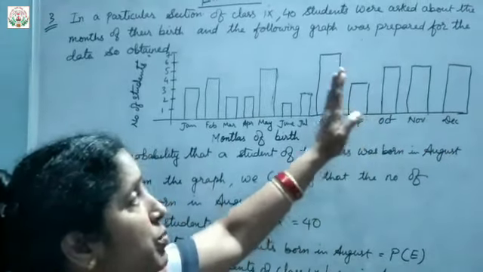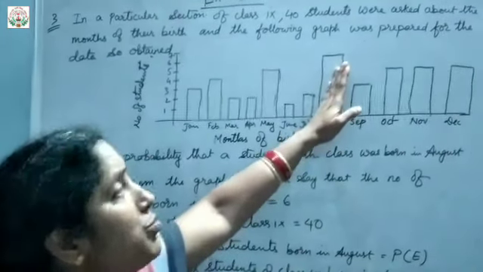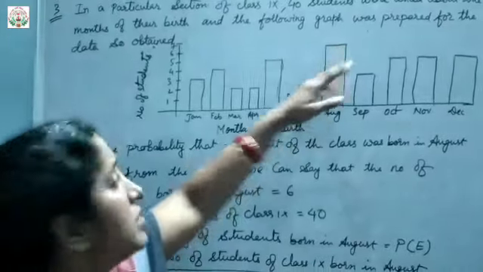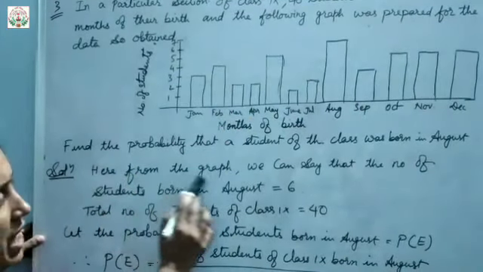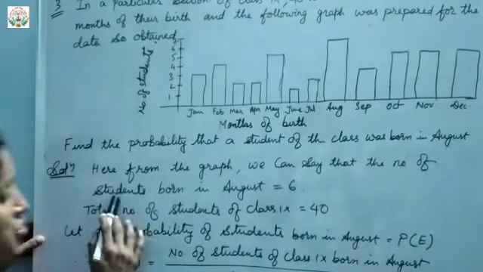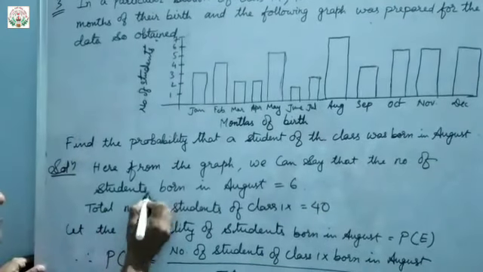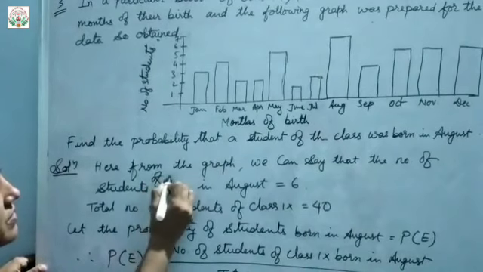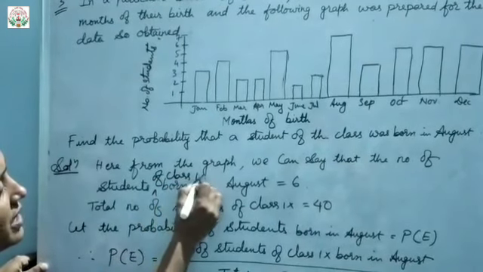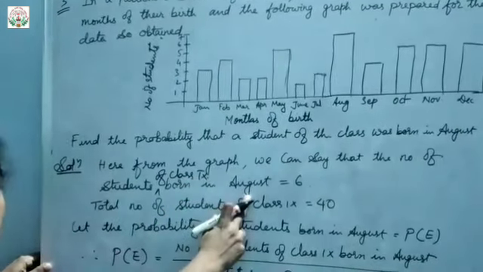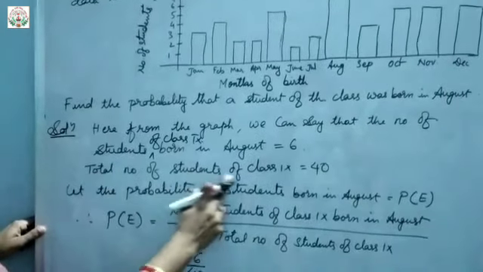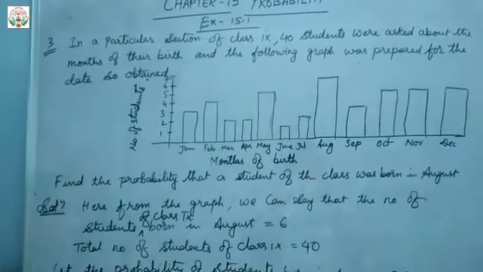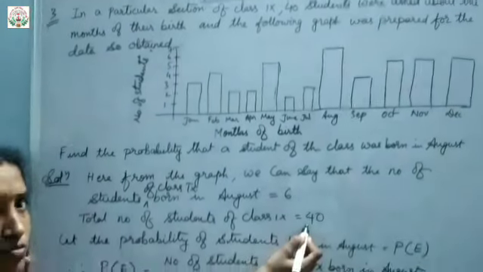August month only, we will find the probability. So in August, how many children were born? That is 6. From the graph we can say that the number of students of class 9th who were born in August is 6. Total number of students of class 9th is 40. It is given that there are 40 students.